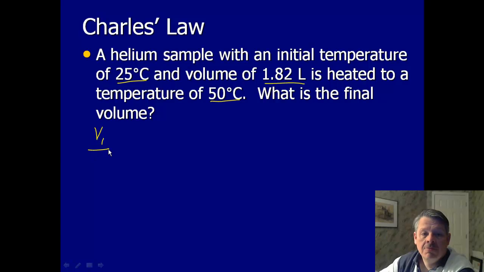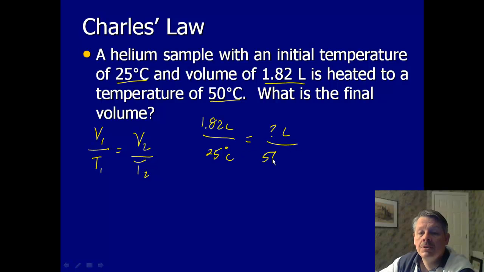So we have your initial volume over your initial temperature is equal to your final volume over your final temperature. Now, it's going to be real tempting to write 1.82 liters divided by 25 Celsius is equal to some number of liters over 50 Celsius. And this is wrong. Why is it wrong? Well, it's wrong because your temperatures have to be in Kelvin.